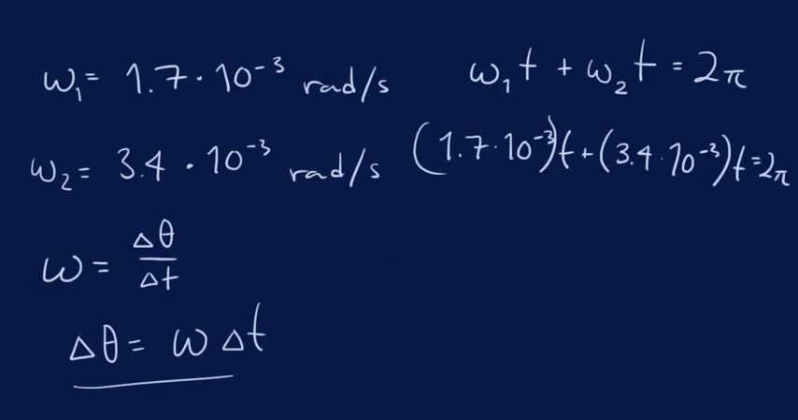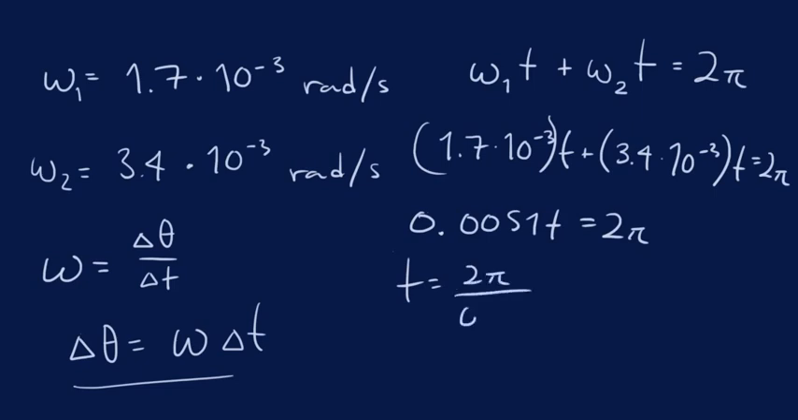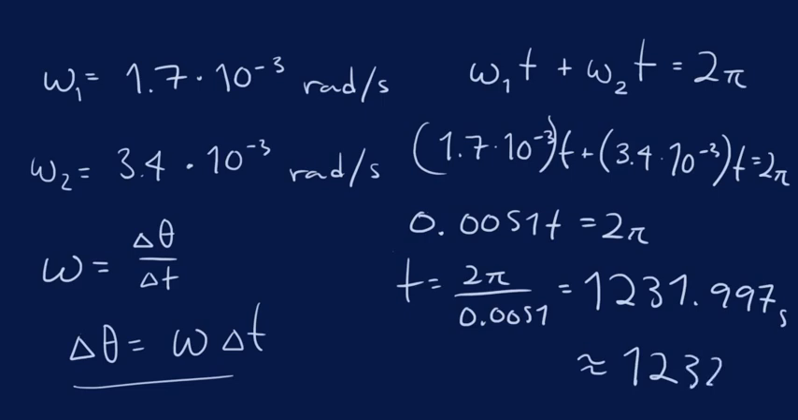Okay. So we add these two together and we will get 0.0051 t equals 2 pi. So t equals 2 pi divided by that number. And we get about 1,232 seconds. And there you go.